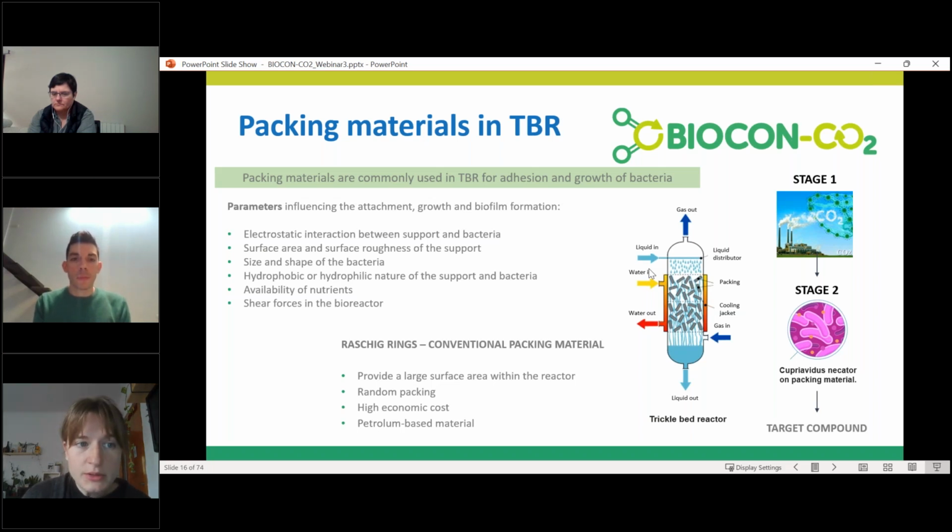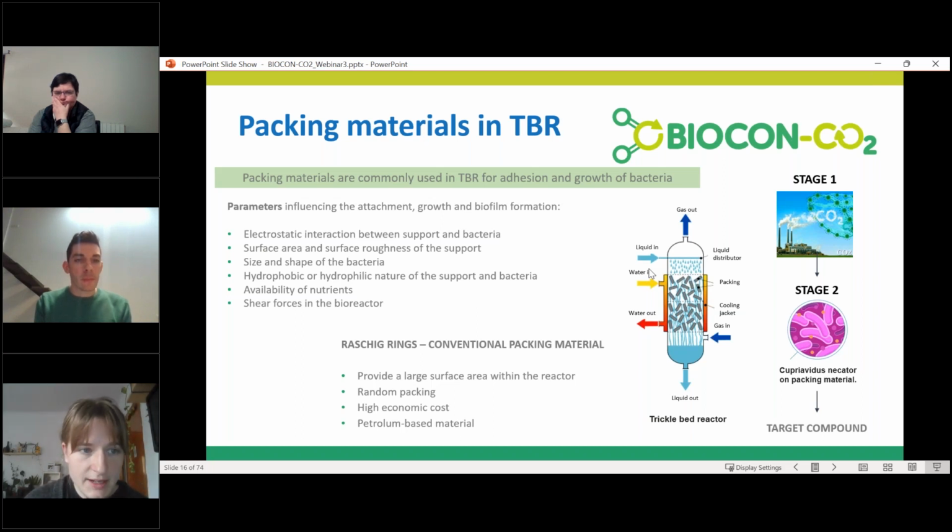Although, to promote this adhesion and growth of the bacteria, several parameters are influencing. For example, the electrostatic interaction between the support and the bacteria. As you know, different bacteria exist with different charges, and the opposite charge is promoting this adhesion between the bacteria and the support.